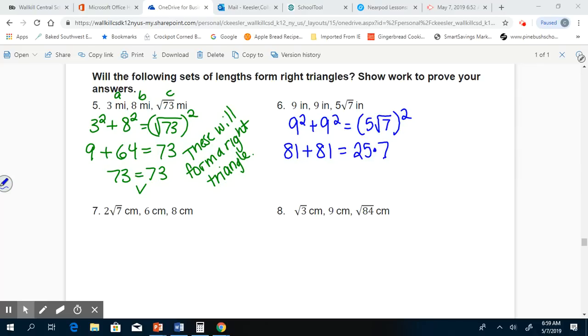Then 81 plus 81 is 162. And 25 times 7 is 175. So these sides will not make a right triangle.